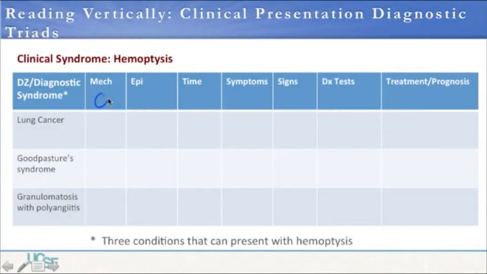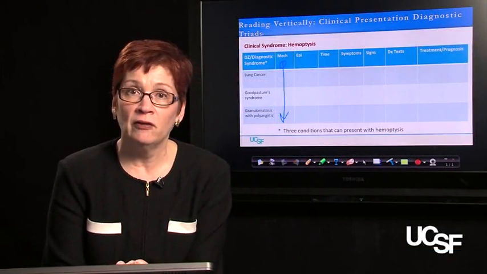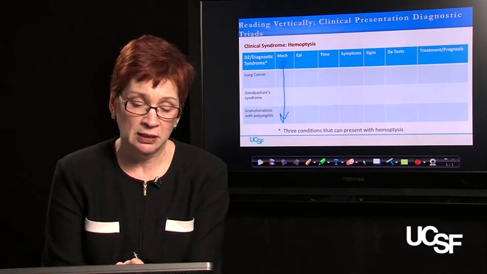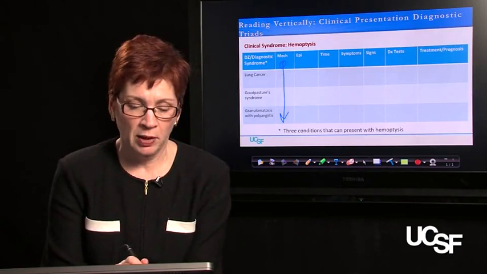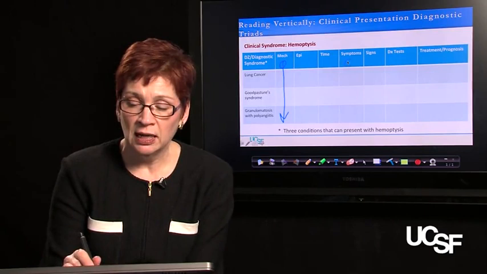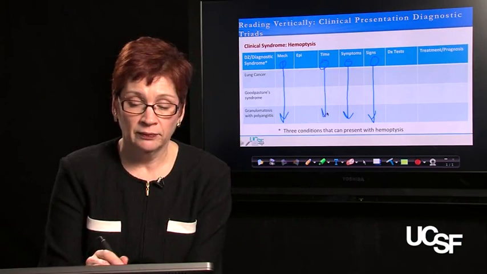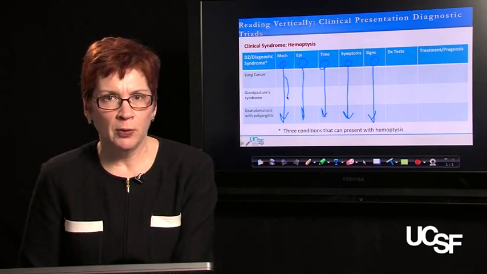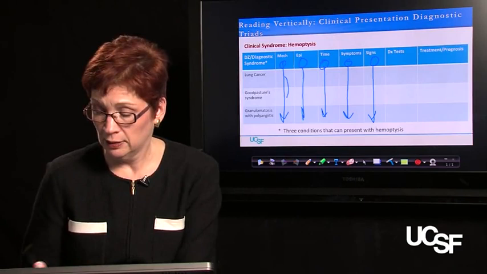I'm going to say, go home and read about the mechanism of hemoptysis in lung cancer, in contrast or comparison to the mechanism of hemoptysis in Goodpasture syndrome, and in contrast or comparison to the mechanism of hemoptysis for granulomatosis with polyangiitis. And then I'm going to ask them to do the same thing for each set of elements of the illness script. And it's that compare and contrast that is going to build the framework that we need to help store the facts as people read through the textbooks of medicine.